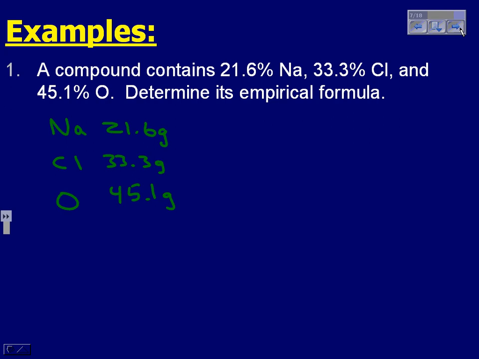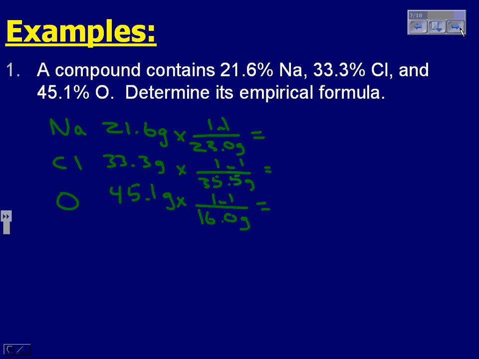So let's convert them into moles using their molar masses. I'm grabbing a periodic table here. For sodium, we have a molar mass, looking for sodium, 23.0 grams for every 1 mole. And let's do the same for chlorine, 35.5 grams for 1 mole. And the same for oxygen, we know this one, 16.0 grams for 1 mole. All right, so that's going to take our masses, and it's going to tell us how many moles we have. Well, let me do that calculation here first.